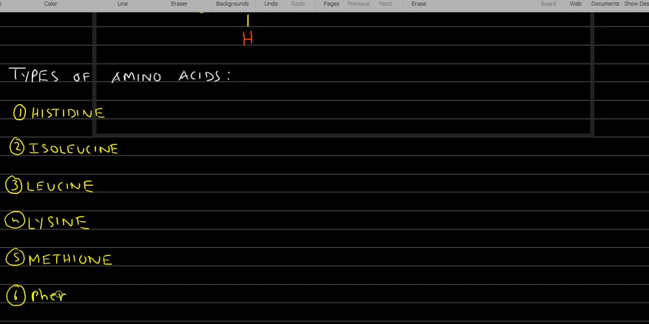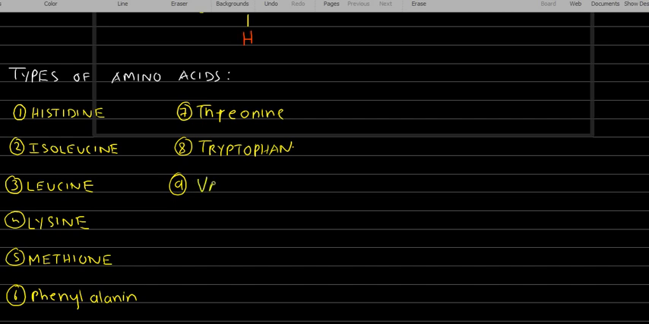phenylalanine, my mistake, seventh is threonine, eighth is tryptophan, ninth is valine. These are the essential amino acids.